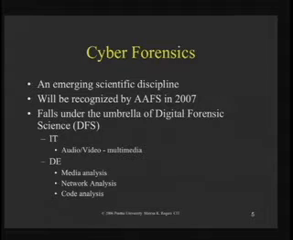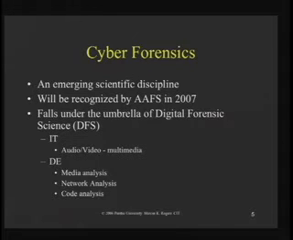Like I mentioned, it falls under the umbrella of digital forensic science, DFS, which is broken down into two subcategories. The first one being IT, or imaging technology, which is a funny term because really it's referring to multimedia. This includes audio and video. What we're going to talk about today, though, is the digital evidence portion, which we call the DE.